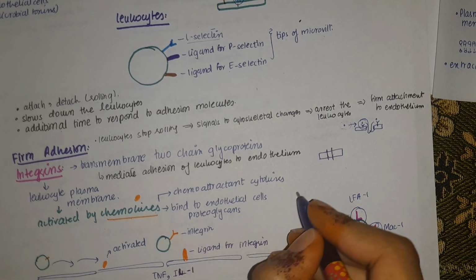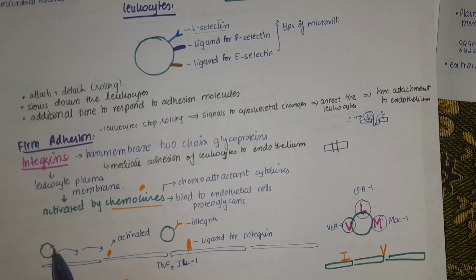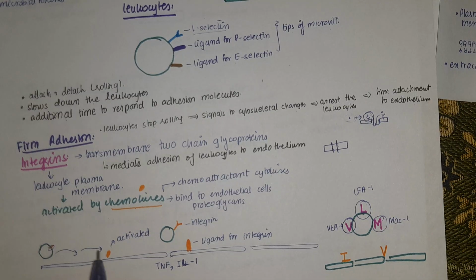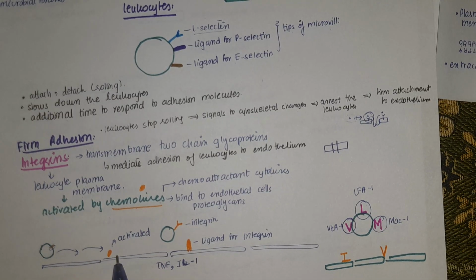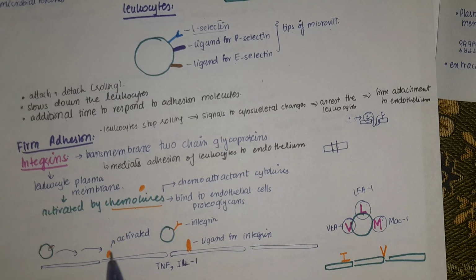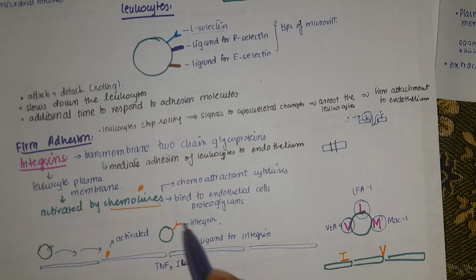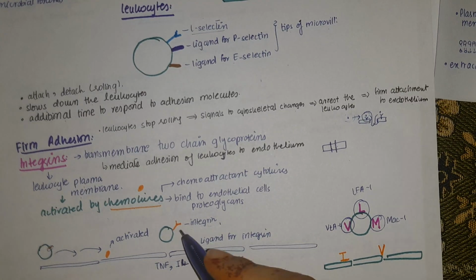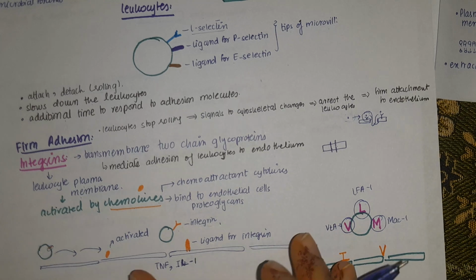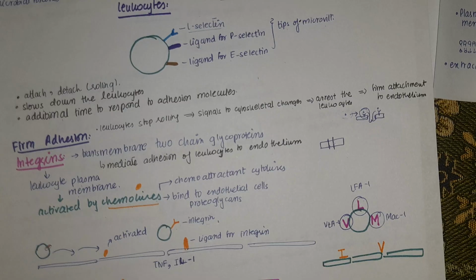What do they do? For example, this was your leukocyte. It had this integrin, but this integrin was in its non-activated form. Whenever a cytokine comes, that chemokine, which is a chemoattractant cytokine, activates the integrin. The integrin is now fully expressed on the surface of the leukocyte, and that integrin now recognizes the ligand for the integrin. The ligand is present on the endothelium, and hence it firmly attaches to the endothelium.